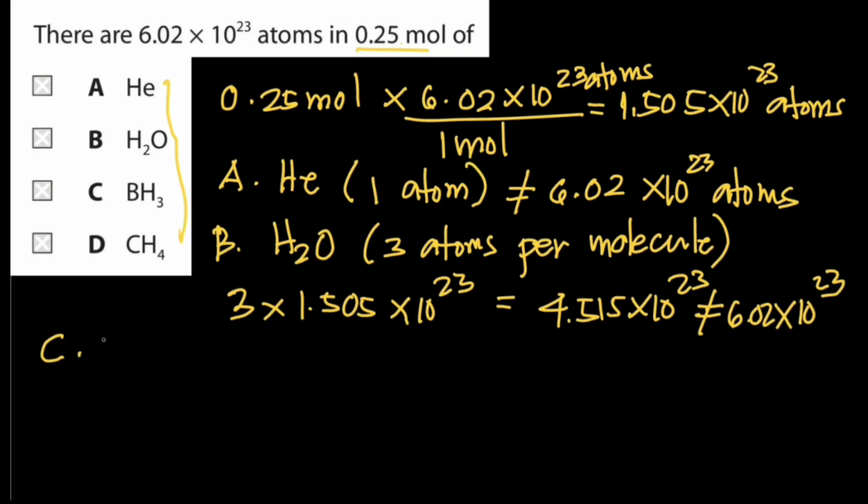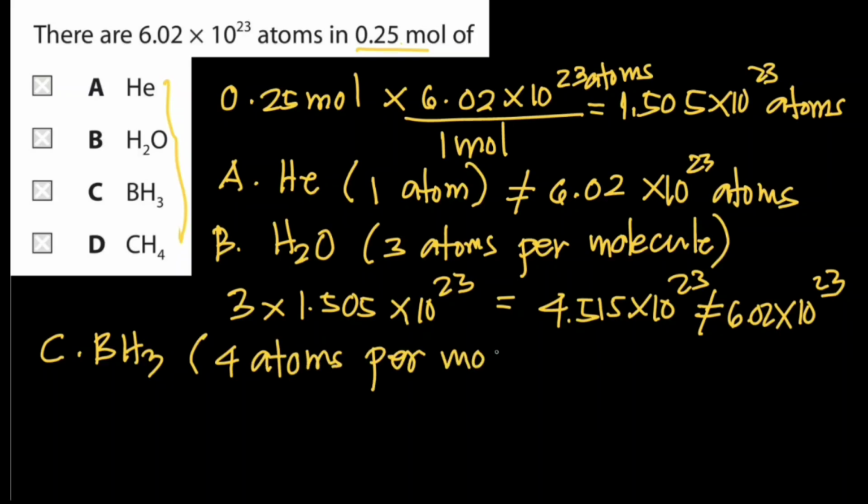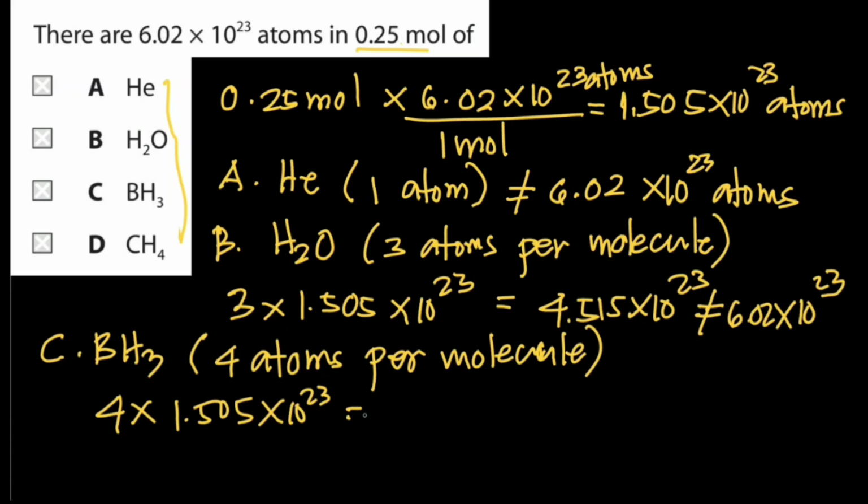How about letter C, BH3? This has 4 atoms per BH3 molecule. So that means we multiply 1.505 times 10 to the 23rd by 4. So this is just equal to 6.02 times 10 to the 23rd.